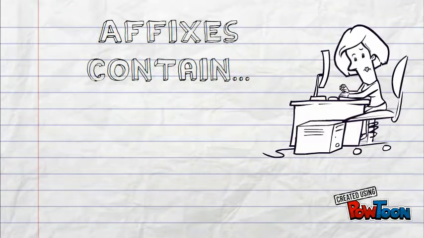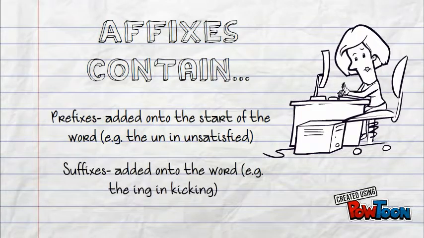Affixes are also dependent on the main root of the word. Affixes contain both prefixes and suffixes. It can change the person, tense, and number of the word. For example, when adding ing onto kick, it creates a new meaning of kicking.